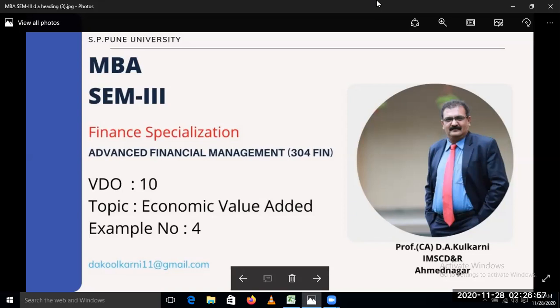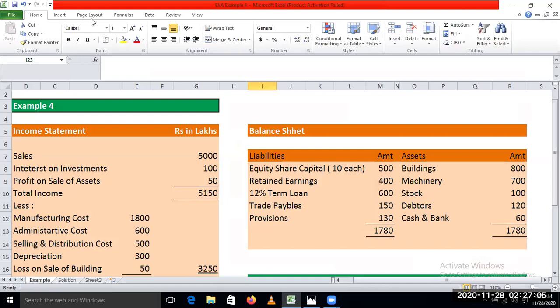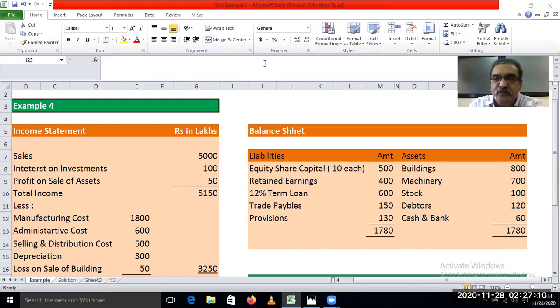The topic is Economic Value Added and the example number is 4. So please check out the example. The example is in front of you. Example number 4. Income statement is provided. All the amounts are in lakhs.